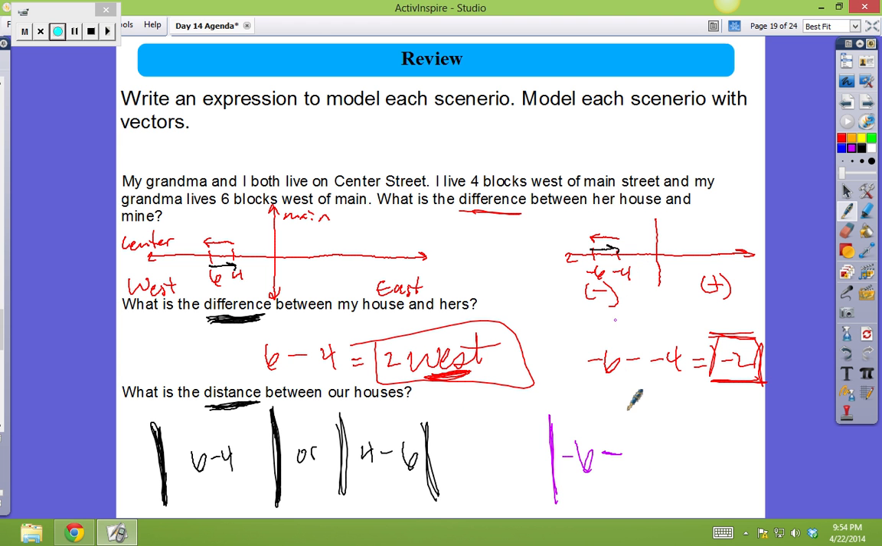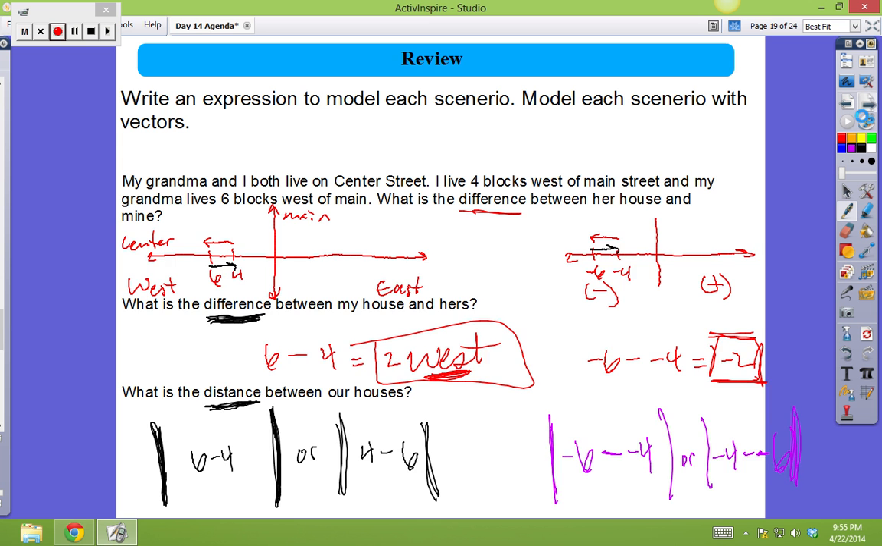Subtract my house, negative 4, or it is going to be my house, negative 4, subtract my grandma's house, which is negative 6. And all 4 of these give 2 for the answer. The distance is going to be 2. Direction doesn't matter. Distance is 2.